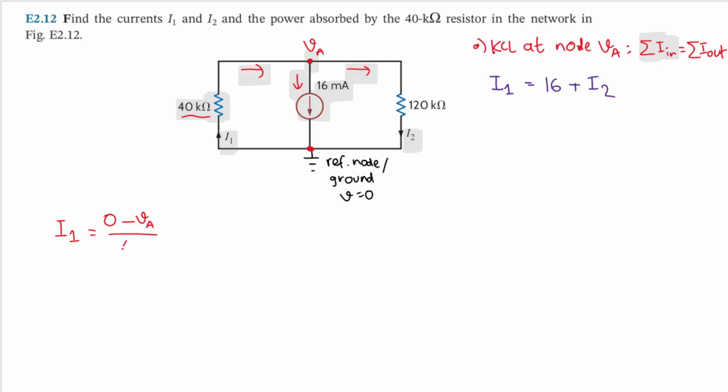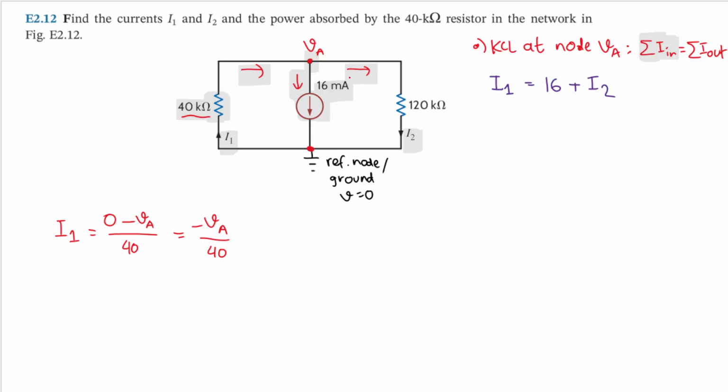So I will have 40. But how about the kilo ohm? Do not worry about that, because if VA is in volt and 40 is in kilo ohm, then I will be in milliampere. So we don't have to worry about that. So we will have I1 here equal to minus VA divided by 40.